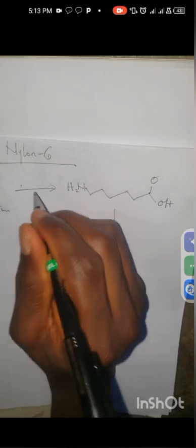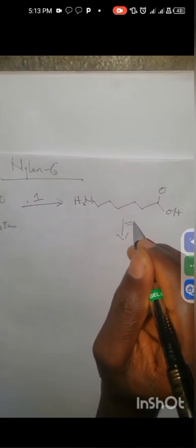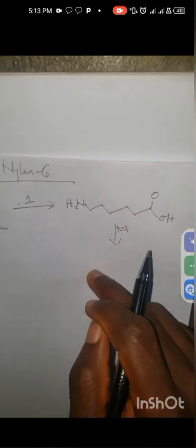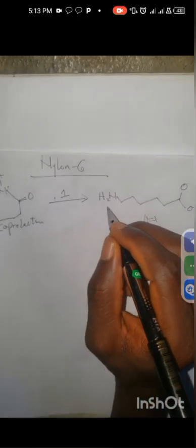So here there is a carboxylic acid. Now you continue with this arrow. This one is like the first step. Then here is the second step. So this one again will now form into nylon 6. The one we just drew is called amino caproic acid.